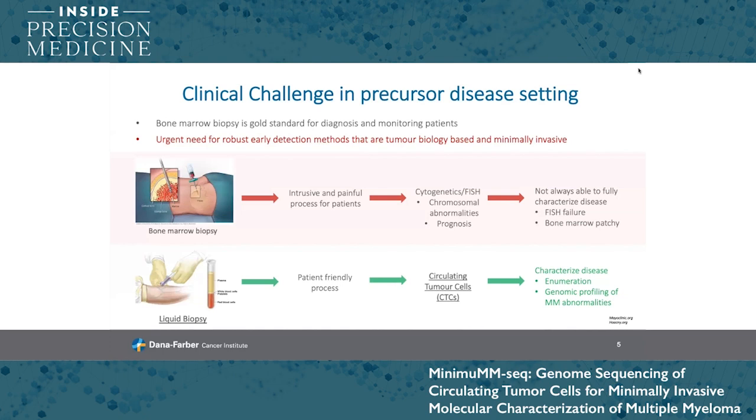Liquid biopsies are a more patient-friendly process, with the isolation of peripheral blood already present as part of the current workup of patients. One such analyte present within peripheral blood samples is circulating tumor cells, and these could represent one such alternate sampling analyte that can be used to characterize a patient's disease. This can be done in multiple ways, such as enumeration or counting of CTCs and their association with disease stage, and furthermore, the genomic profiling of these cells to detect myeloma abnormalities.